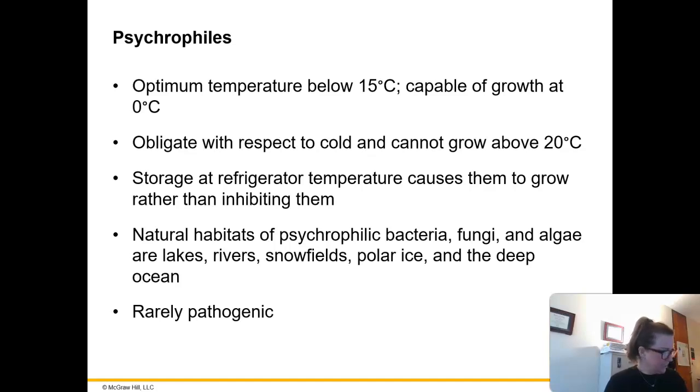I did see in your book, it had some really good examples. So one of those, do we have one of those in here? No, it's talking about bacteria, fungi, and algae that are growing in cold lakes and rivers and snowfields, polar ice, and in the cold, deep ocean. So rarely are these pathogenic.